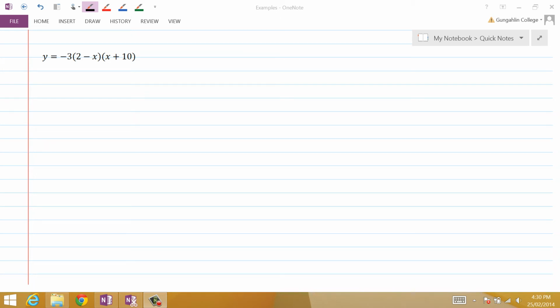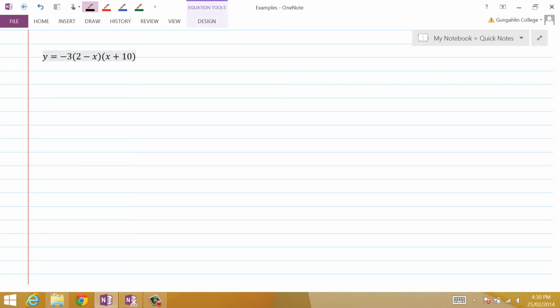Our second example is this one here. It's a little bit more difficult, mostly because one of the brackets looks a bit odd. Instead of writing x minus 2 or something like that, we've got 2 minus x. So it's kind of round the other way. It's not the way that we're used to seeing. But the logic still applies.